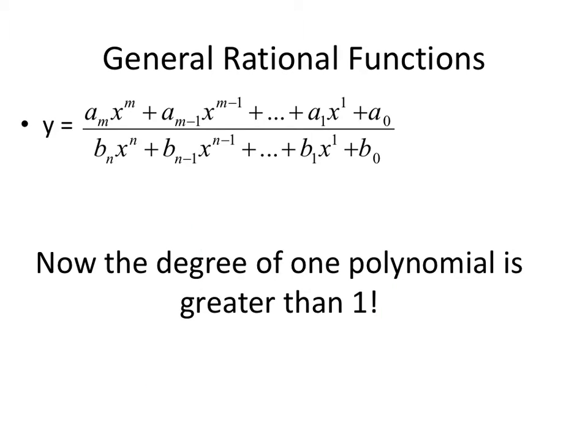Alright, so don't write this down, but this is what it looks like in true mathematical form. This is a general rational function where it has a degree of m and n. What's most important is that you recognize that m or n has to be greater than 1, and that's what makes it a general rational function instead of one of the simple rational functions.